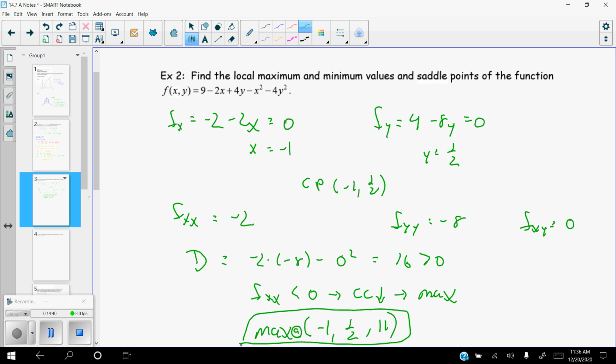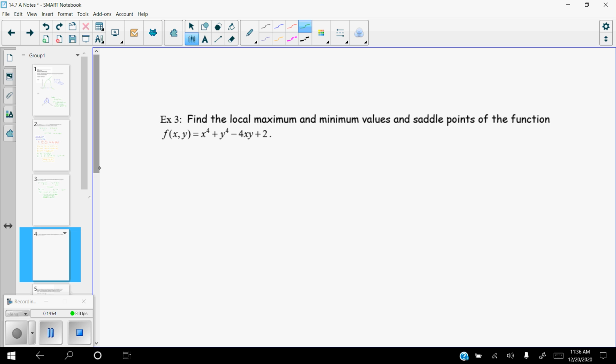All right, so that's it. I mean, that's how you do it. Now, are they going to get more complicated? Yeah, probably, because we're going to have to do some where it's not going to be quite as easy to find the x and y values. These have been relatively straightforward. Let's take a look at the next one.